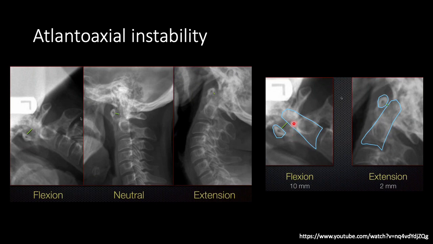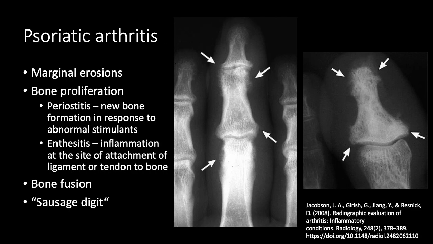In flexion, the distance is 10 millimeters, and in extension, it's the normal distance, which is 2 millimeters. But since the distance has changed in the flexion view, this means that there is intersegmental translation, which is considered a marker of instability.